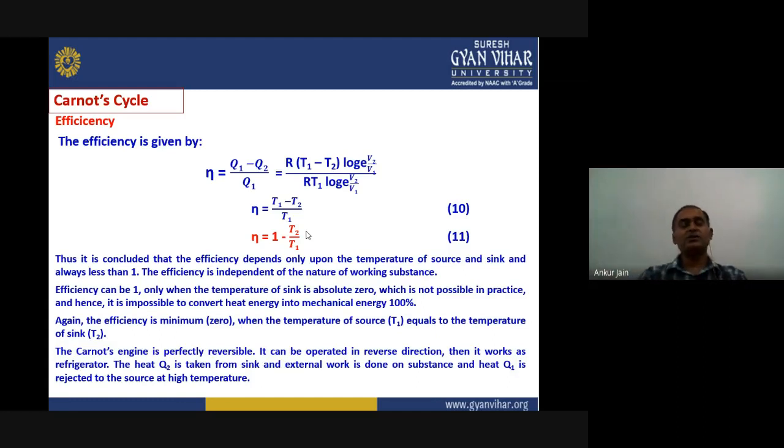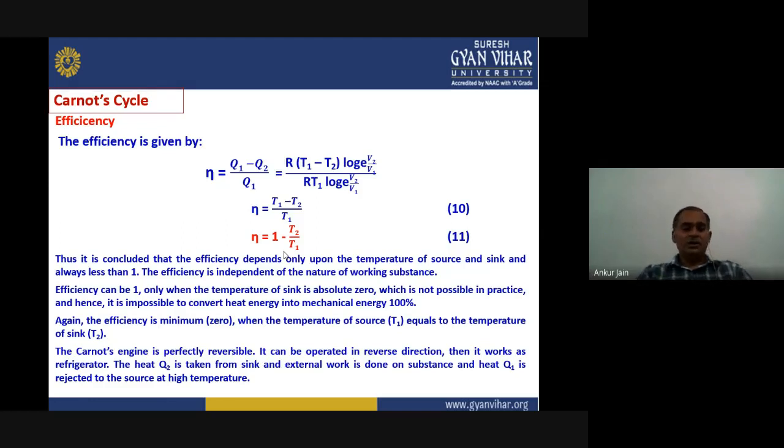Okay, now the third case is the efficiency will be minimum, or minimum means it will be 0, when the value of T2 upon T1 becomes 1, and it will become 1 when the temperature of source and sink is the same. So T1 equals T2 will make efficiency 0. If the temperature of source and sink is the same, the engine cannot work, engine will not work.